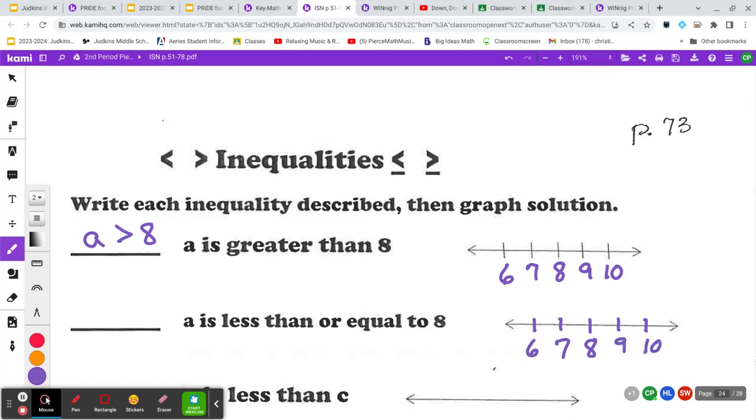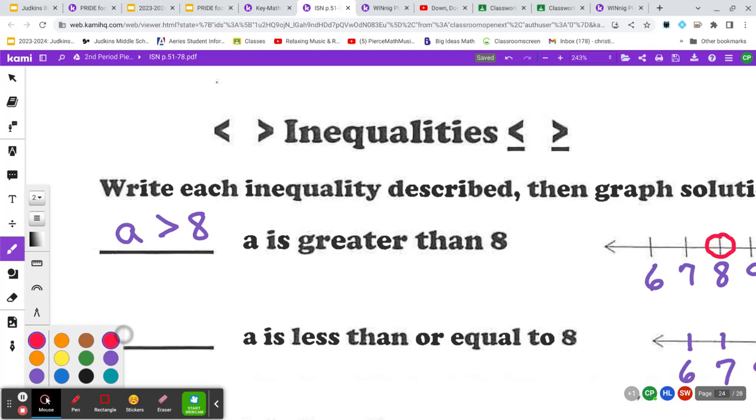Okay, now, is this going to be an open circle or filled in? Everybody show me on your hands. A is greater than 8. Open circle or filled in? Does it include 8 in the answer? No. 8 is not good enough. So this is going to be an open circle. Everybody say open circle. A is greater than 8, so could A be 7 or could A be 9? A could be 9.